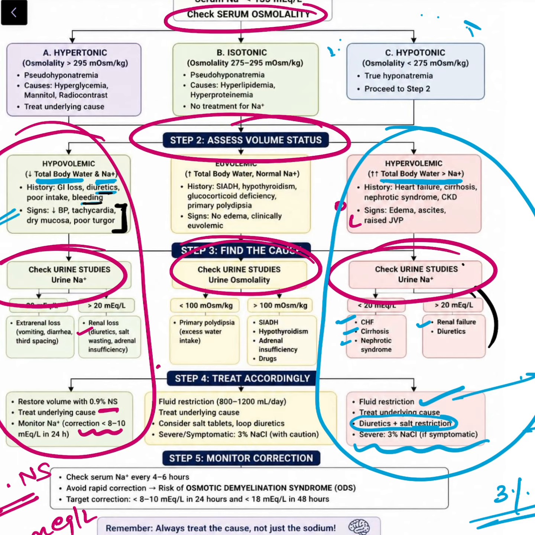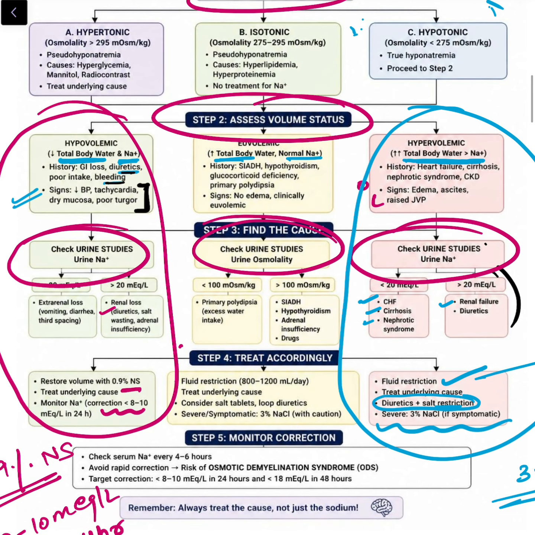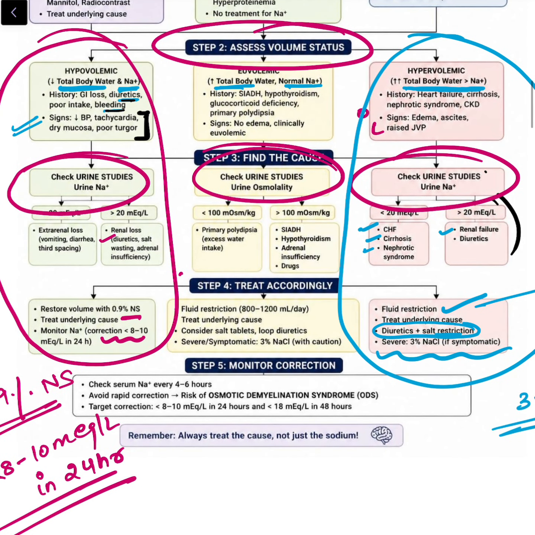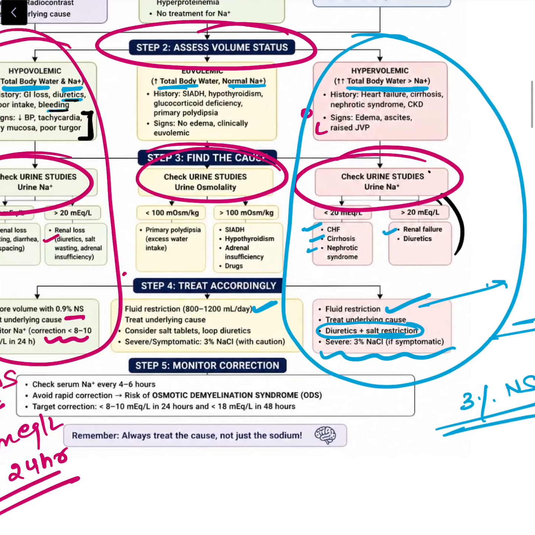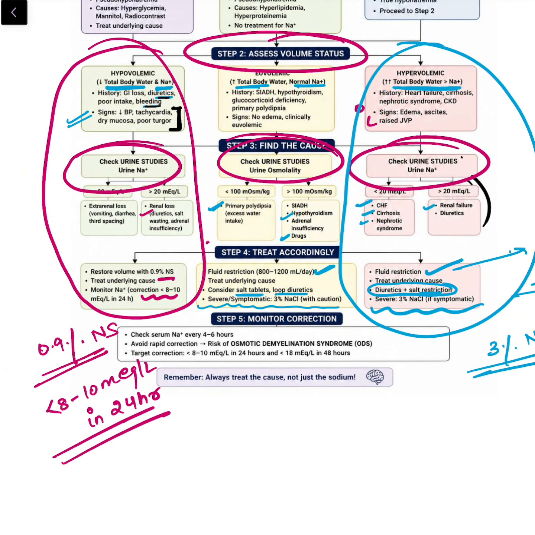In euvolemic cases, total body water is high but serum sodium is normal. So you need to do fluid restriction using this formula. Besides that, you need to treat the underlying cause, like thyroid disease, stop some drugs, and even control the excess water intake. Next you will consider salt tablets and loop diuretics. If the patient is severe, you need to give 3% NS. So this is how you can learn how to treat hypovolemia, euvolemia or hypervolemia.